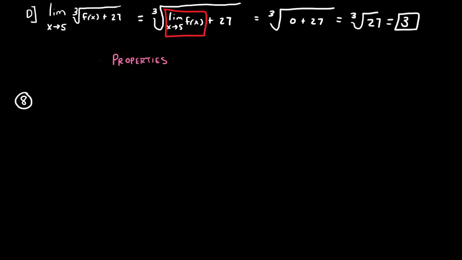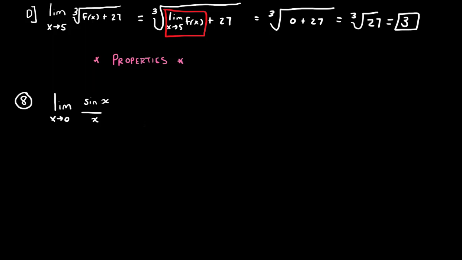We'll call that method properties. This is less of a method than it is just using properties. Okay, so let's move on now to example 8, and this is the limit as x goes to 0 of the sine of x over x. All right, let's run through our list of things we might be able to do.